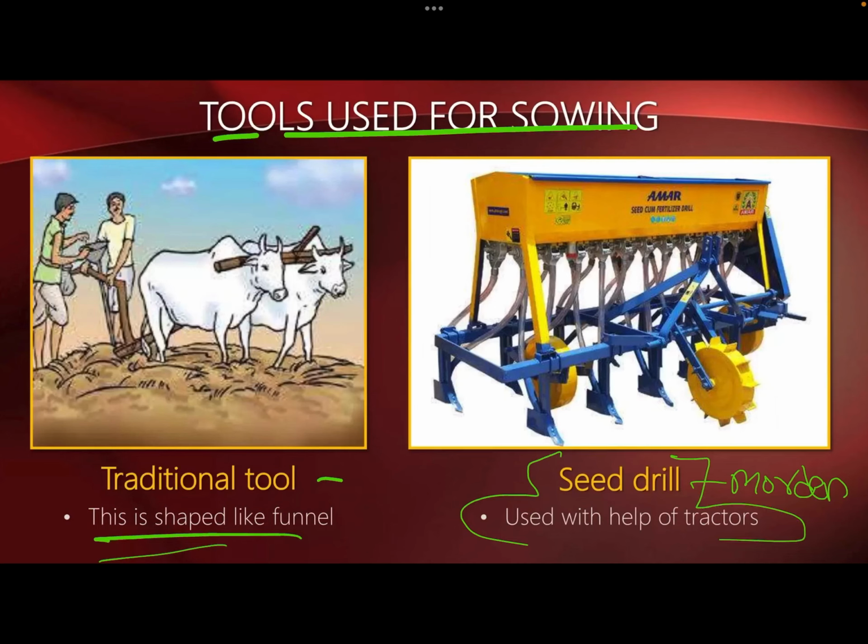So now this is the traditional tool. It is a funnel like shape. As you can see, it is funnel shaped over here, and there are two farmers required over here, where one will hold the funnel and the other one will have to place the seeds through the funnel, and it will end somewhere over here.